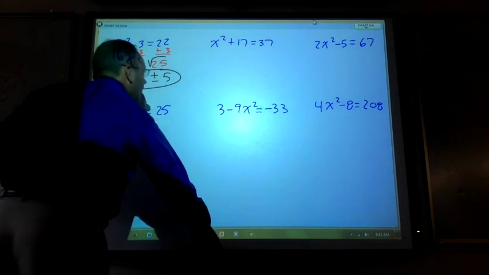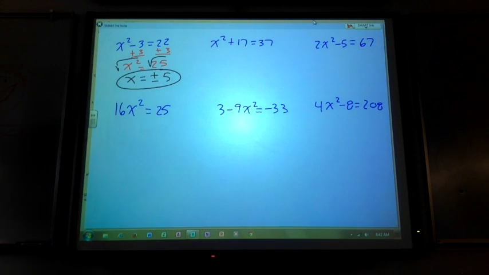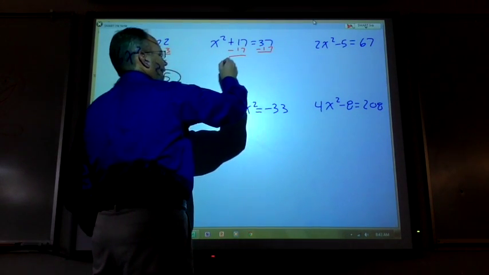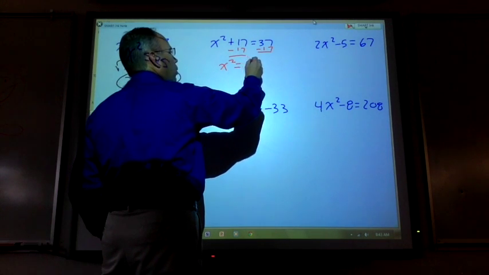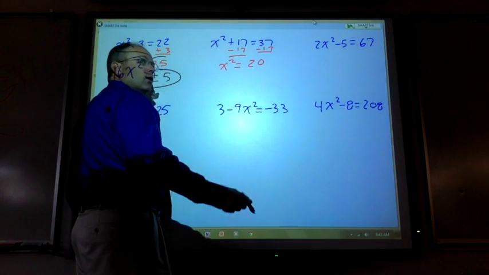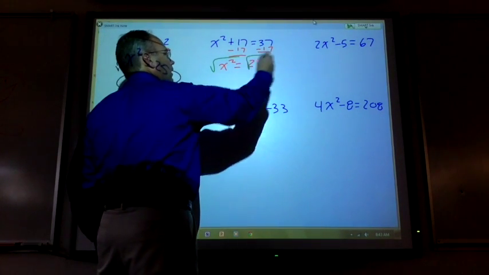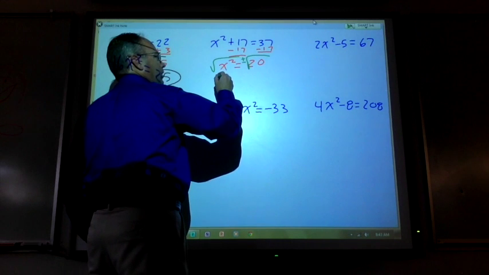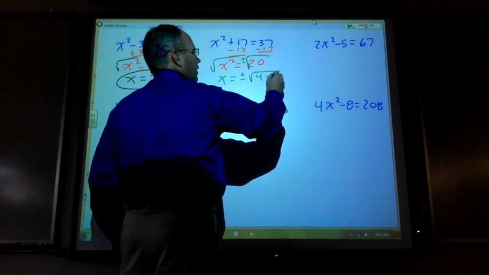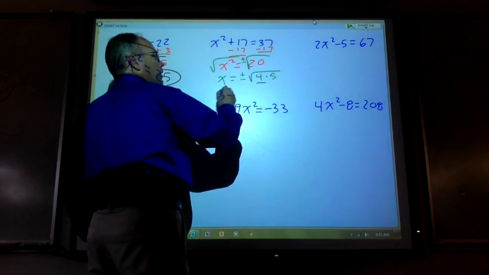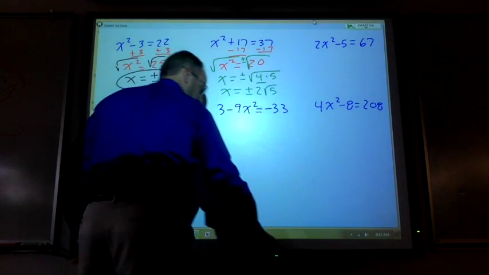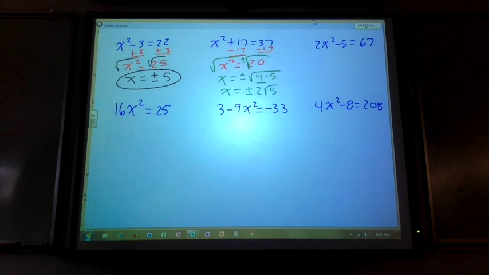Celine, help me on the next one. Subtract the 17 from both sides. I like it. Everyone still with us? So I get x squared is equal to 20. What should I do to both sides? Root. Now, being I did that, there's a plus minus. So I'm going to get x is equal to plus minus root 20. I know 20 is 4 times 5. Square root of 4 is what? 2. So this is going to be plus or minus 2 square root of 5. That's my answer right there.